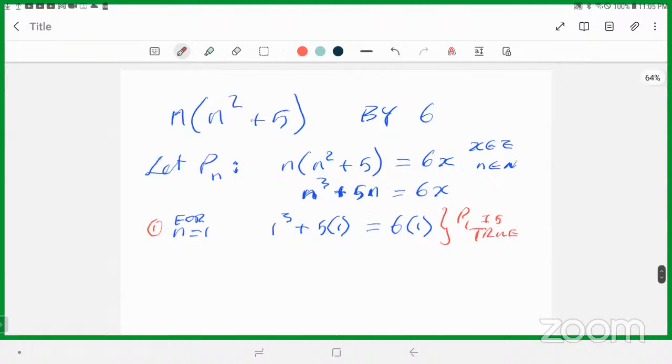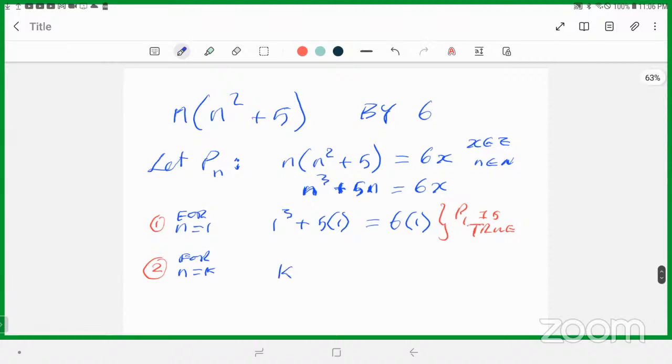P1 is true. Step 2 is to assume it is n equals k. For n equals k, you're basically going to be replacing in this expression the n with k, and I'm going to change that to q. Instead of x, I'm going to write q. So I'm going to get k cubed plus 5k equals 6 times some other quotient. I'm not going to put back x, put something else, where I'm going to tell them now that the q is still an integer.